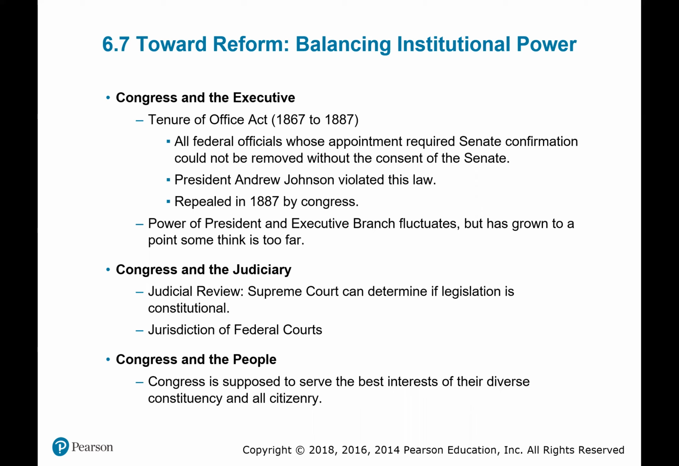Congress and the judiciary: you have judicial review, and this is very important. We're going to talk more about this in the later chapter on the judiciary, but the Supreme Court can determine if legislation is constitutional or not. In our history, about 180 different laws approved by Congress have been struck down by the Supreme Court. So it does happen. Congress also has jurisdiction over federal courts. Ultimately, they created these courts, and they can change them or remove them if they wish. Congress and the people: Congress is supposed to serve the best interests of their diverse constituency and all citizenry, though we've seen that this is a challenge, especially with big money elections and the problems associated with that.